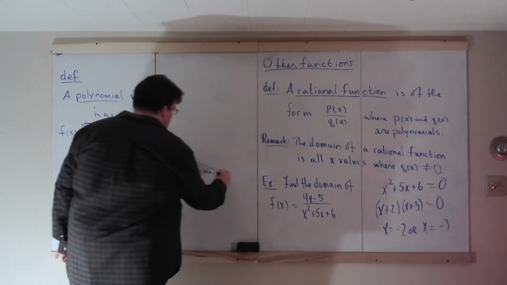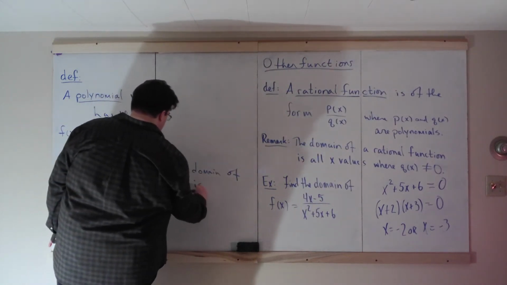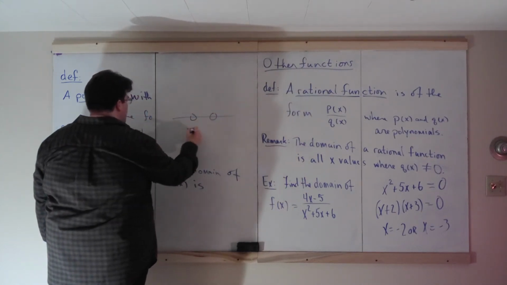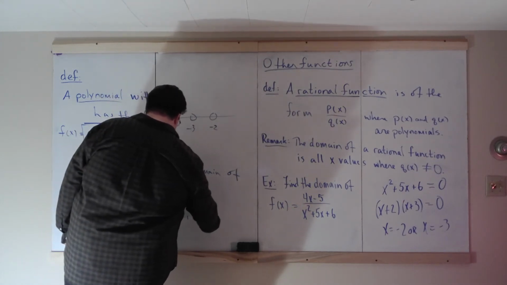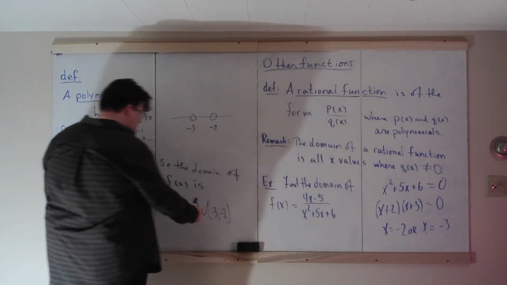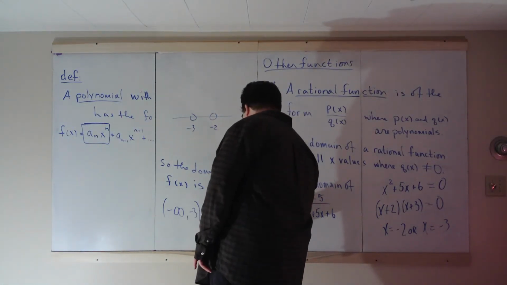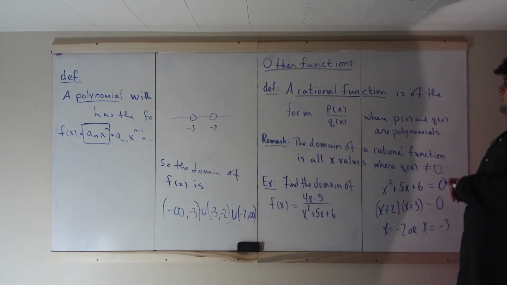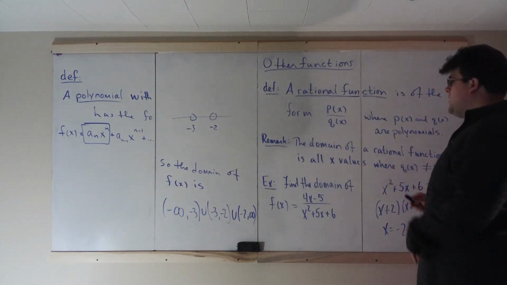So the domain of that function is all values except negative 2 and negative 3. So we'll take our number line, we'll chop out negative 3, negative 2. We'll write it in interval notation: negative infinity, jump over negative 3, jump also over negative 2, not positive 2. So we get negative infinity to negative 3, along with negative 3 to negative 2, along with negative 2 to infinity, but not including negative 3 and negative 2.